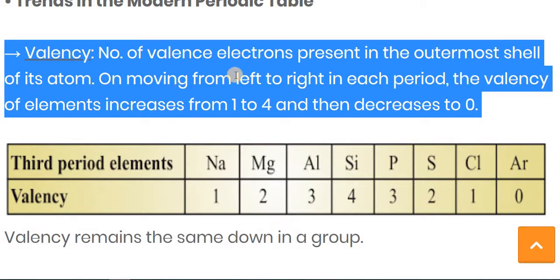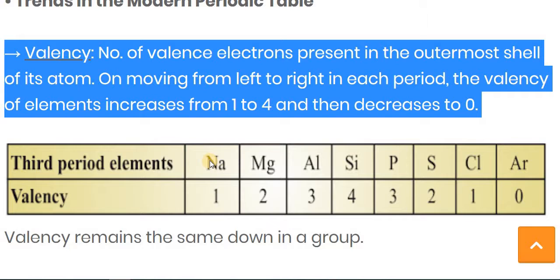So, if you are moving from left to right in each period, the valency of the element increases from 1 to 4 and then decreases to 0. Valency means the valence electrons present in the outermost orbit. As we saw in the previous video, if you are moving from left to right in a period, then 1 electron is added to each element.